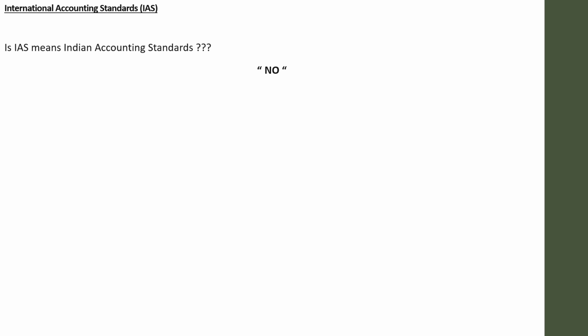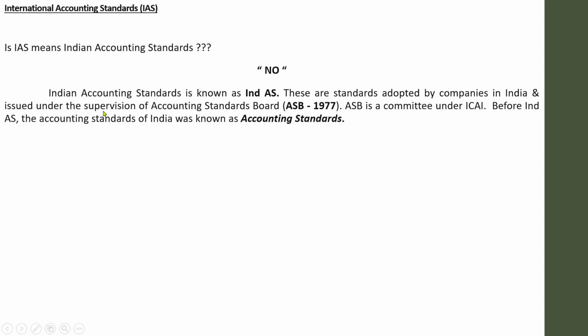IAS means International Accounting Standards. IAS doesn't have any relation with the Indian Accounting Standards. The Indian Accounting Standards is now known as INDAS. IND means Indian, AS means Accounting Standards. These standards are adopted by the companies in India and issued under the supervision of the Accounting Standards Board, otherwise known as ASB. It was started in 1977. The Accounting Standards Board is a committee under ICAI.